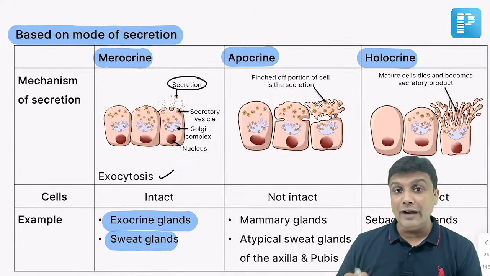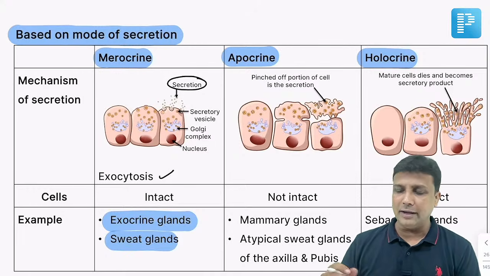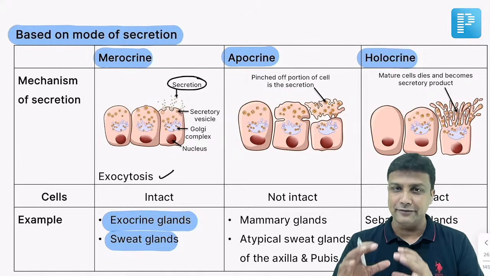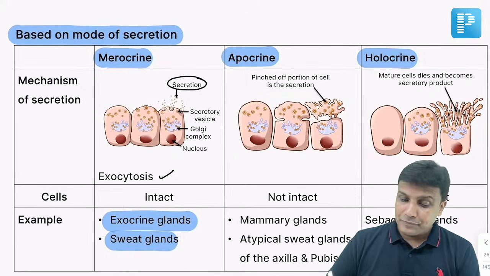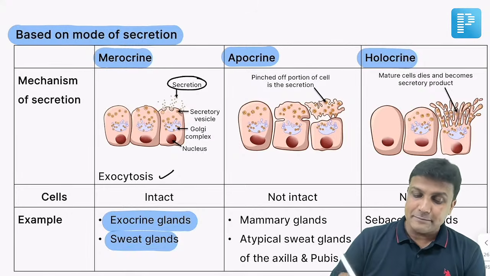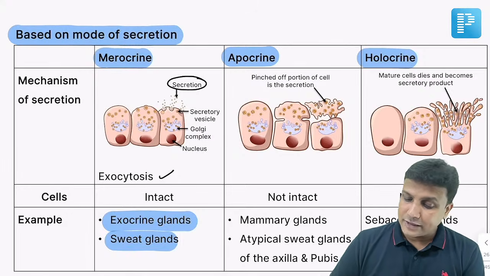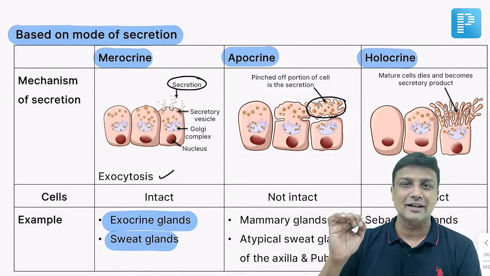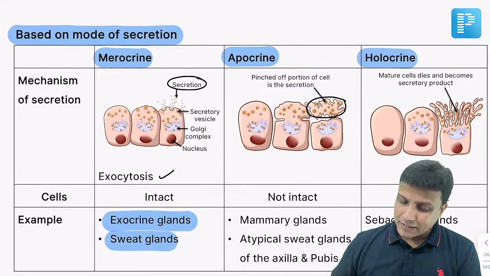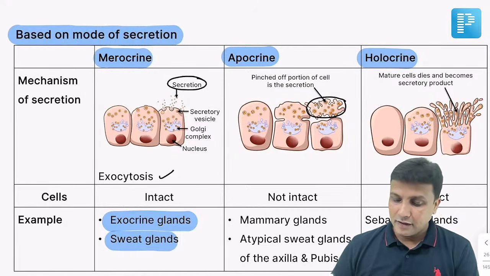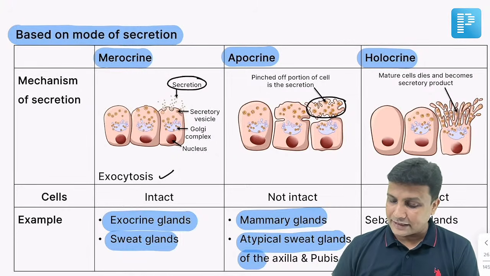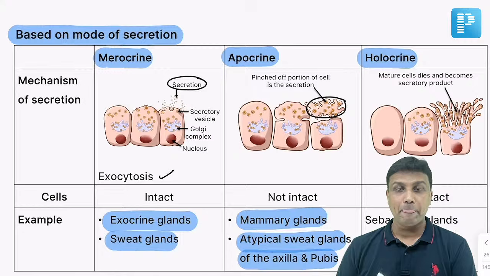Now, what is the meaning of apocrine? In apocrine, all the secretions come to the surface of the cell, and there a part of the cell is pinched off. You can clearly see in this diagram that a part of the cell itself will be pinched off like a secretion. What are the examples of this one? The mammary gland, as well as the apocrine sweat glands in the axilla and pubis.